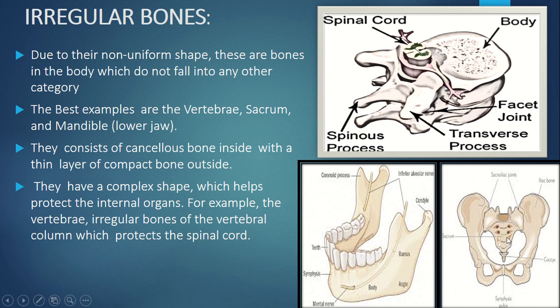So here the sacrum protects the internal pelvic organs. And the mandible protects the mouth organs, the tongue, the teeth, everything. So that is being protected. So those are the irregular bones.